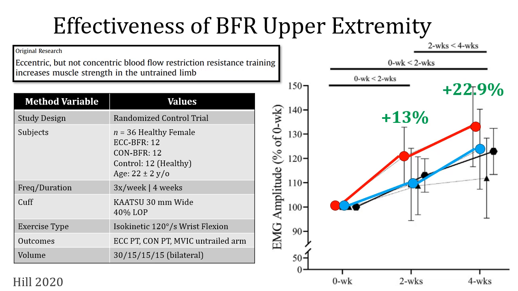And within 2 weeks, there's a 13% increase in the EMG amplitude on the untrained limb, and we'll round it up to 23% improvement in regards to the amplitude of EMG activation on the untrained limb in the eccentric control group.